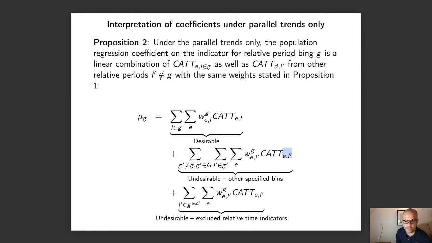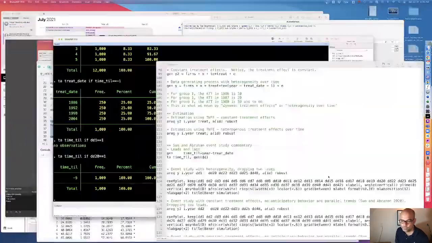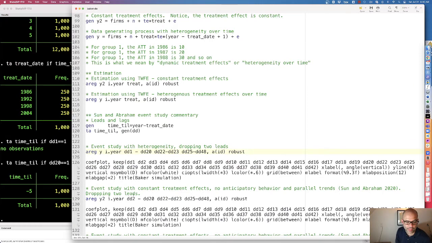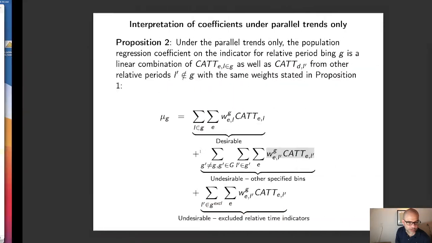Plus the weighted average cohort average treated on the treated for other bins. All right, so that would mean, if I want to know what the coefficient is on DD1, it's going to be the average treatment on the treated for DD1 and all these others. Or actually, it's going to be this one, and this one. It's going to be the weighted average over all those, right?